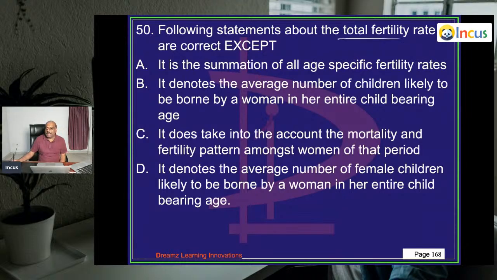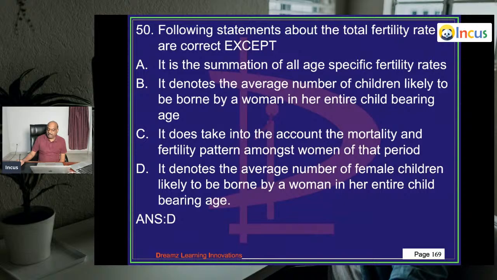Total fertility rate, net reproduction rate, gross fertility rate, couple protection rate, all these rates you need to know, doctor.